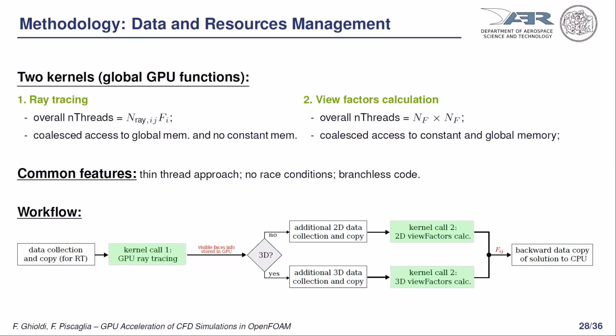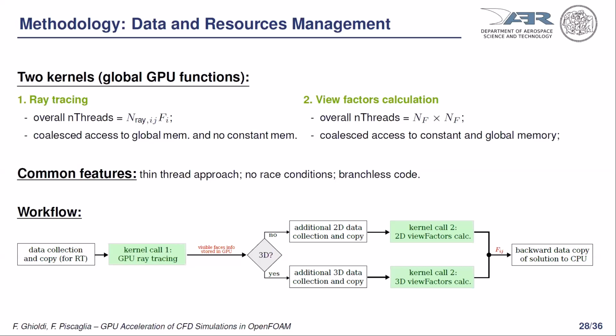So the way the workflow works is you collect the data which is necessary for the ray tracing, you perform the ray tracing calculation on the GPU, you obtain the visible vector of the faces, but you don't have to retrieve it back. Nobody needs this vector on the CPU, so you just keep it on the GPU. You just evaluate whether the problem is 3D or 2D, because of course there is a difference in the calculation of the view factors, and you enter one of the two options.